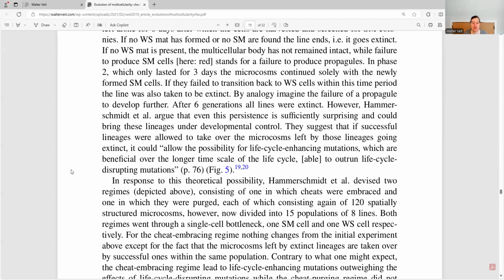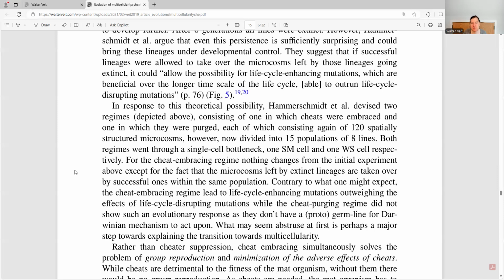They suggest that if successful lineages were allowed to take over the microcosms left by those lineages going extinct, it could allow, quote, the possibility for life cycle enhancing mutations, which are beneficial over the longer time scale of the life cycle, able to outrun life cycle disrupting mutations, page 76. Let's see figure 5. In response to this theoretical possibility, Hammerschmidt et al.